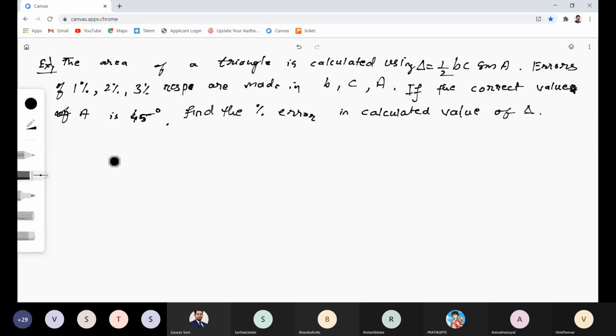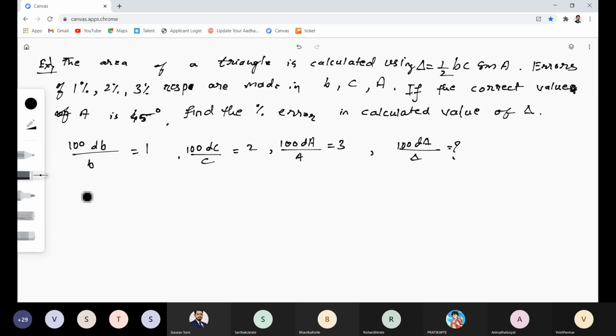So what we have, what is given first of all? 100 into db upon b is equal to 1. 100 into dc upon c is equal to 2. 100 into dA upon A is equal to 3. What we are supposed to find here is 100 into d delta upon delta. What we have, delta is equal to 1 by 2 b c sine A. Once we take log, we have log delta is equal to log half plus log b plus log c plus log of sine A.